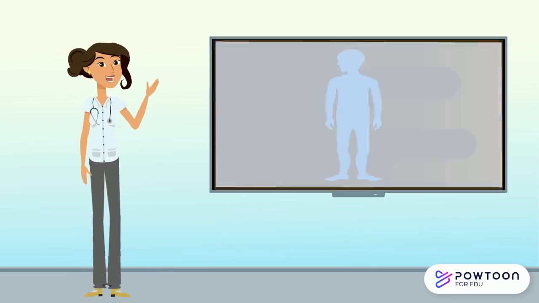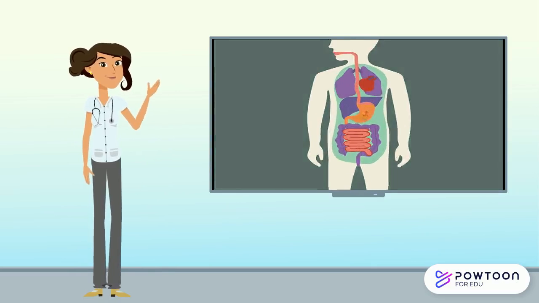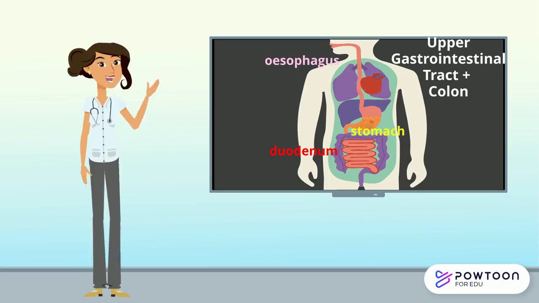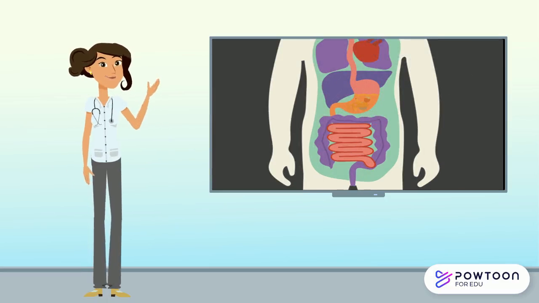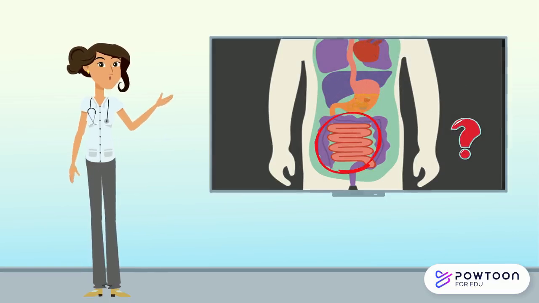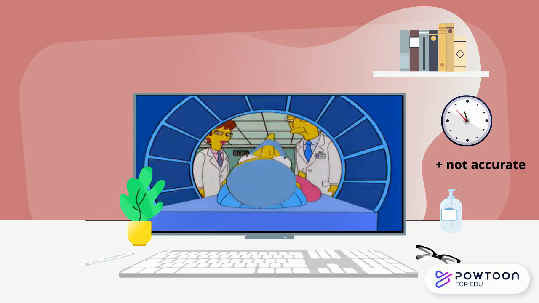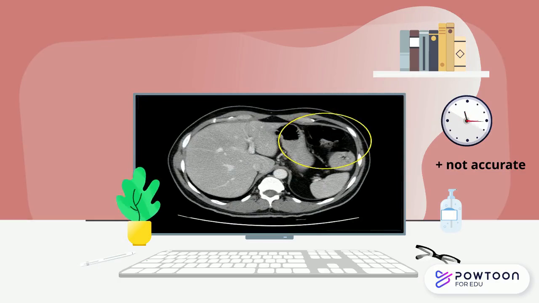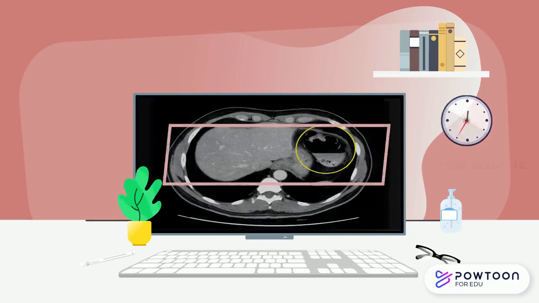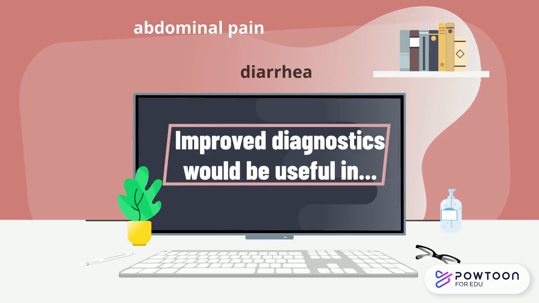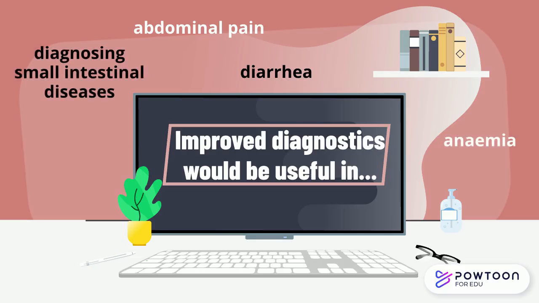Modern endoscopic techniques have revolutionized the diagnosis and treatment of diseases of the upper gastrointestinal tract and the colon. However, the distal small intestine has still been a difficult organ to diagnose and treat without performing surgery. Radiological procedures follow through, but they are time-consuming and not accurate in identifying small tumors and other subtle abnormalities on the small intestine. Improved diagnostics will be very useful in uncovering causes of abdominal pain, diarrhea, and anemia due to intestinal blood loss, and also diagnosing diseases that may only involve the small intestine, for example, Crohn's disease.